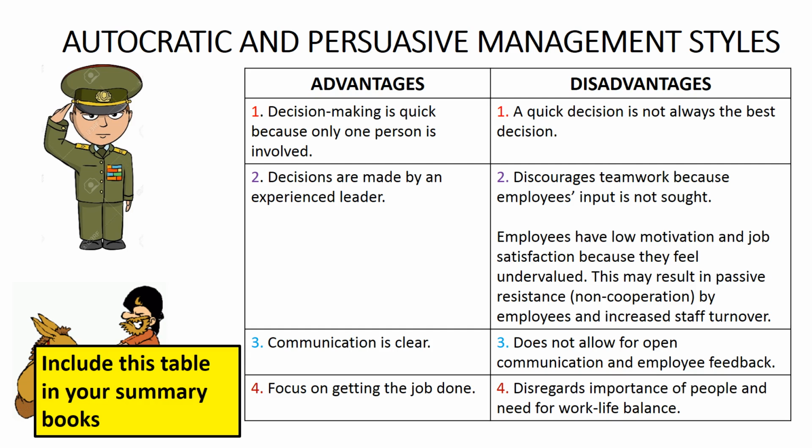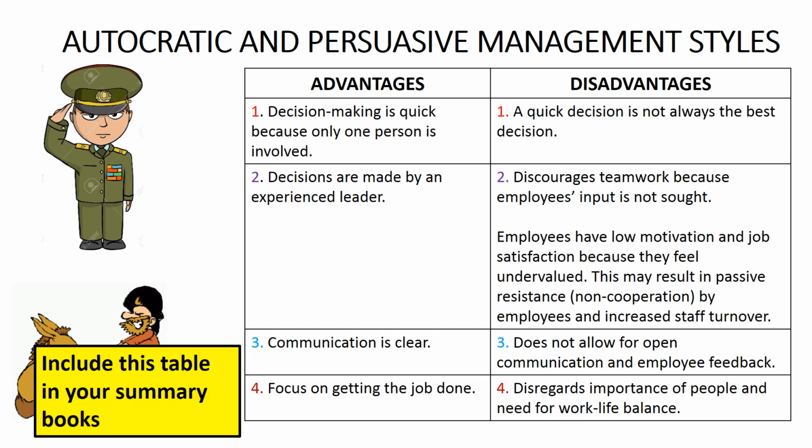Now, when I say copy, I don't mean that you should just copy the words down without thinking. I want you to listen to my explanation and then describe in your table the advantages and disadvantages in words that make sense to you and that will help you to understand and remember these advantages and disadvantages. The first advantage of both the autocratic management style and the persuasive management style is that decision-making is quick because only one person is involved.